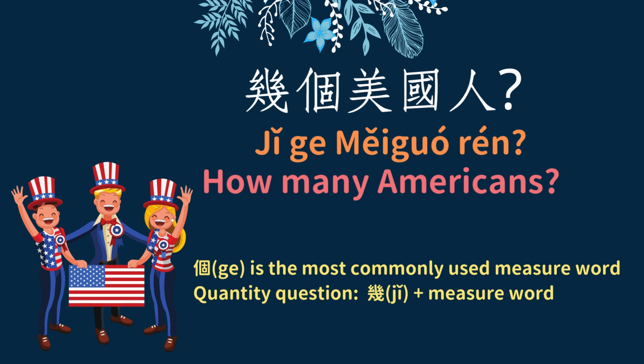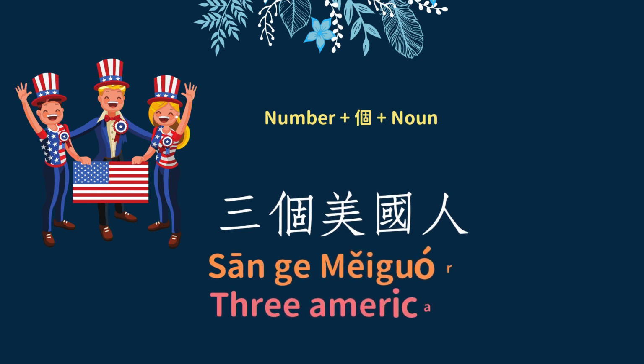Although you might not sound quite as smart, you will still get your point across. Also, for many nouns, 个 is the only correct measure word. So don't worry, just use it. If we want to know the quantity of something, we should use a structure 几 measure word and noun. The general structure for measure word is number, measure word, and noun. We just use number to replace the question word 几.